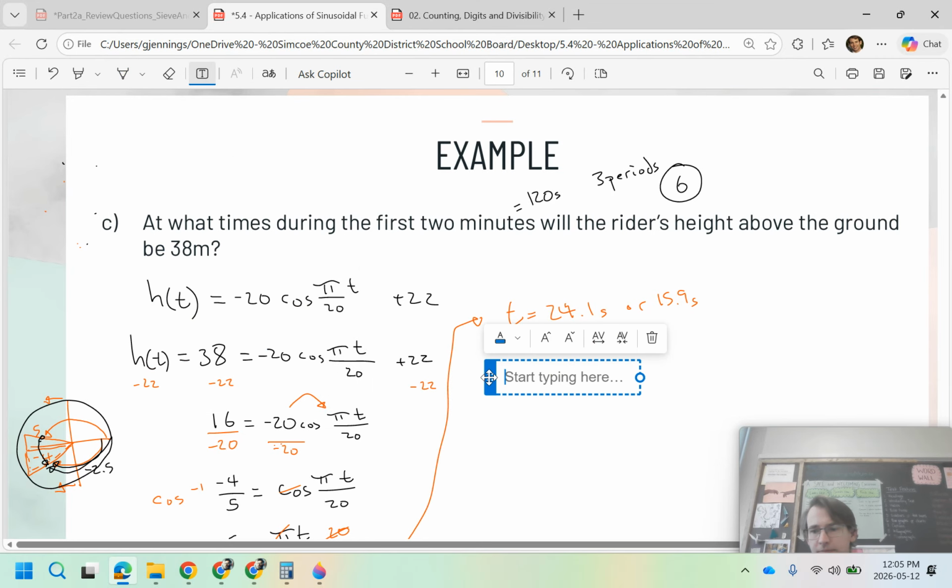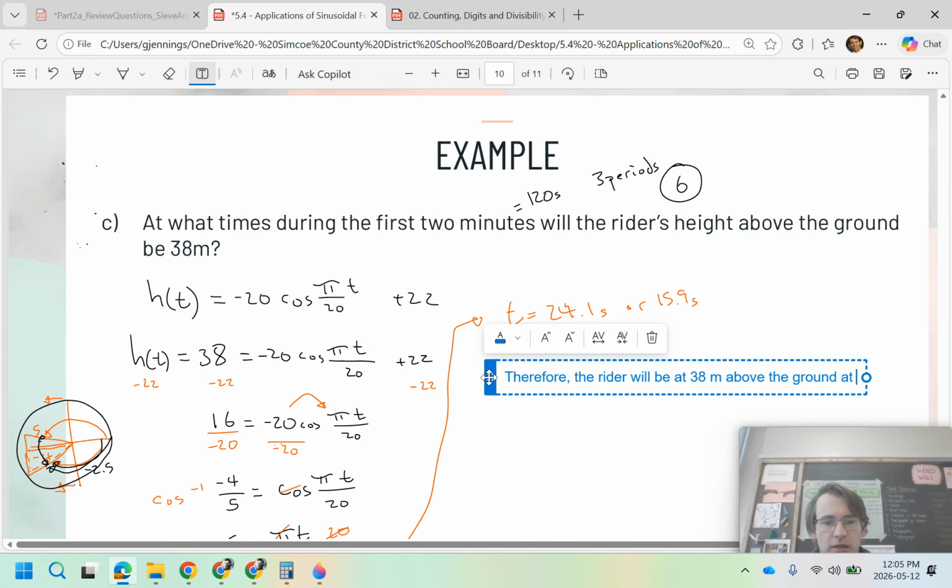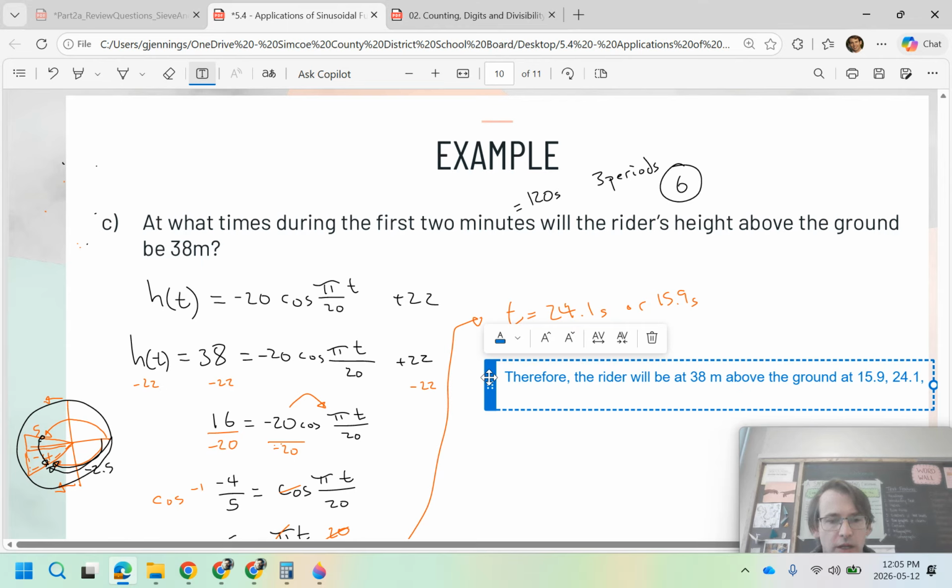So then we might say: 15.9, 24.1, 55.9, 64.1, 95.9, and 104.1 seconds after they start this ride.